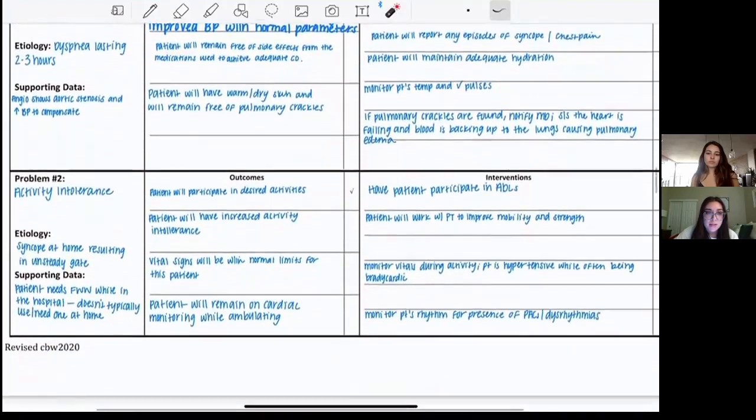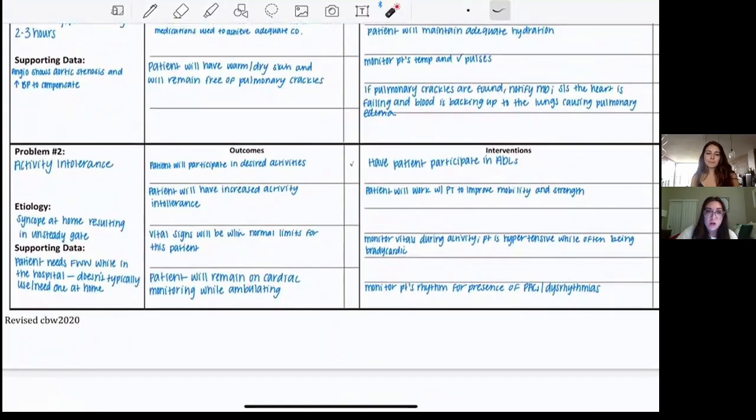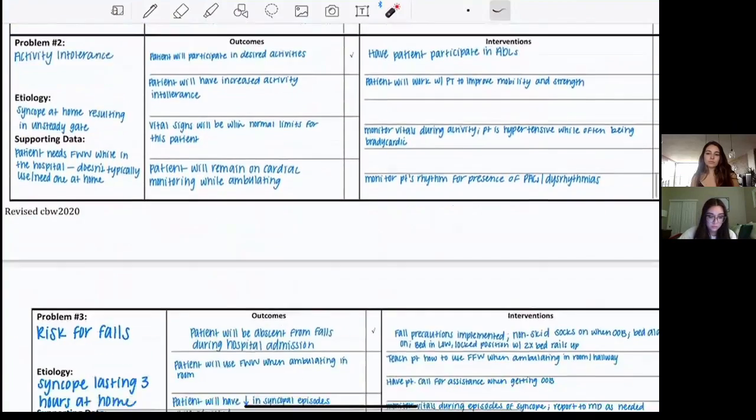And then my second problem, I put activity intolerance. You know, he did have that history of dizziness at home that was unusual for him. It lasted more than 3 hours. So my data, like I said, supports that. You know, he needs a walker in the hospital. He doesn't use one at home. And then again, my outcomes and the interventions, or the steps that I'm going to take to reach those outcomes for him.